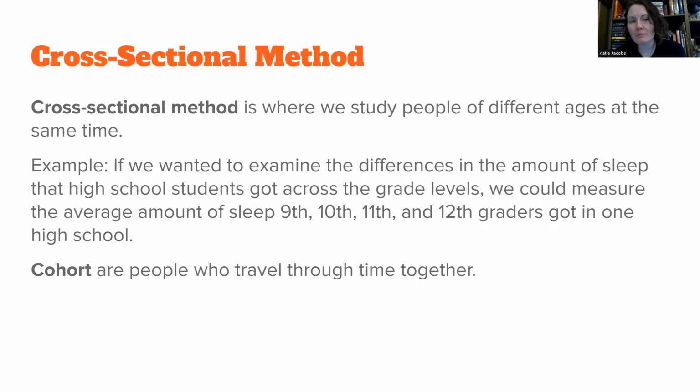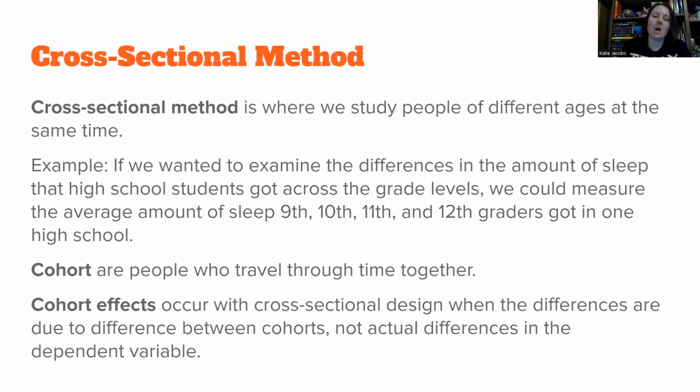So the problem with the cross-sectional method includes something called cohort effects. And in order to understand cohort effects, we need to discuss the word cohort. Cohorts are basically people who travel through time together. If we're talking about birth cohorts, these are people that were born at the same time as you. If we're talking about graduate school, your cohort are the people that you go into school with at the same time. Okay, so cohort effects occur with the cross-sectional design when the differences that we examine in our dependent variable are due to the differences between cohorts, not actually differences in the dependent variable.